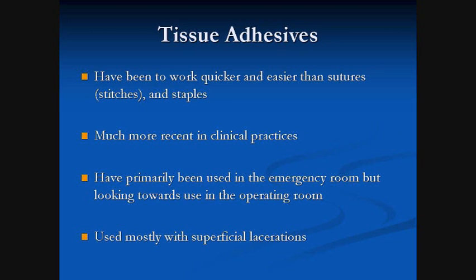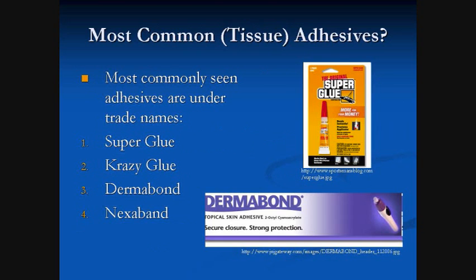And most tissue adhesives are used with superficial cuts and lacerations. Most commonly known tissue adhesives are Dermabond and Nexabond, and are comparable to products like Crazy Glue and Superglue. Although they are comparable, products like Superglue are too harsh. We are just using this analogy to show what medical tissue adhesives will act like.